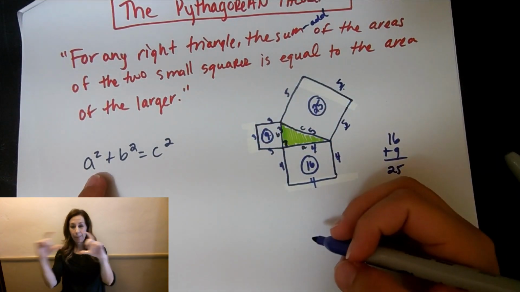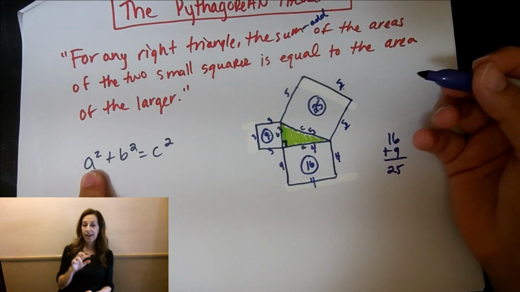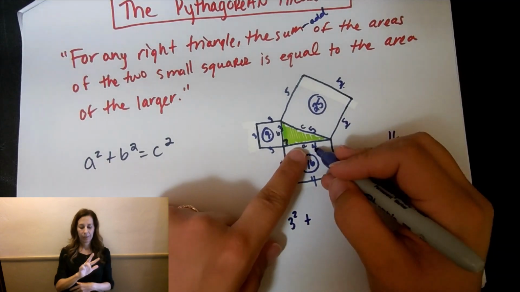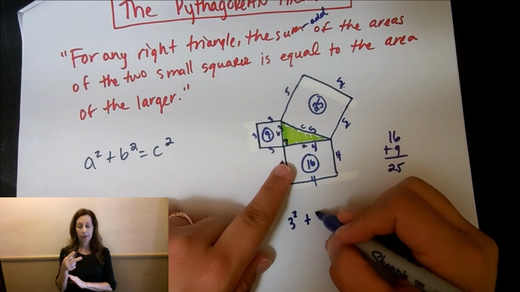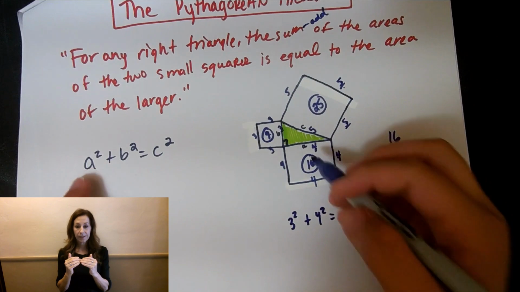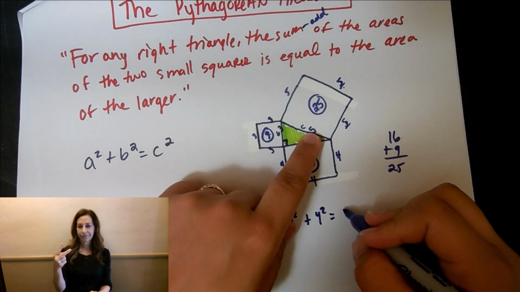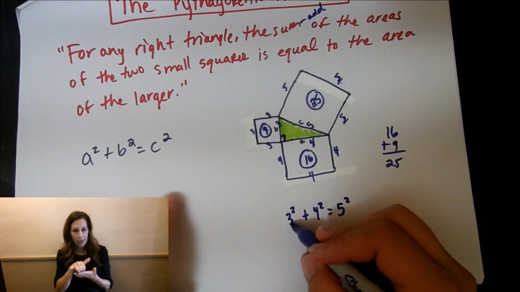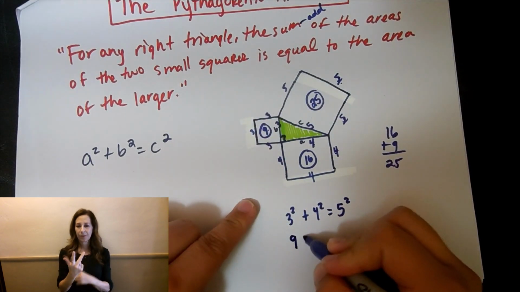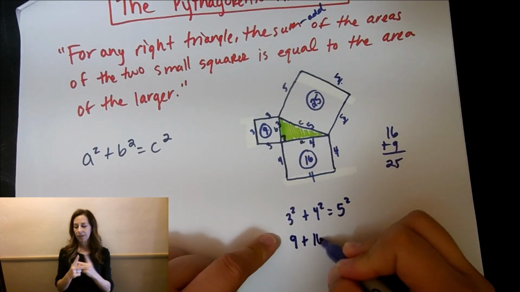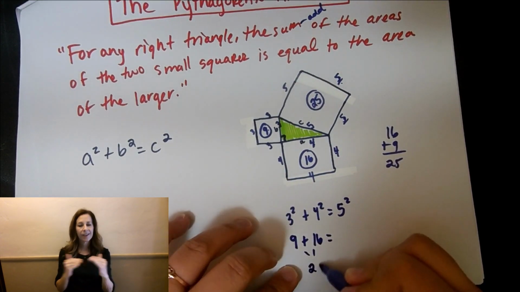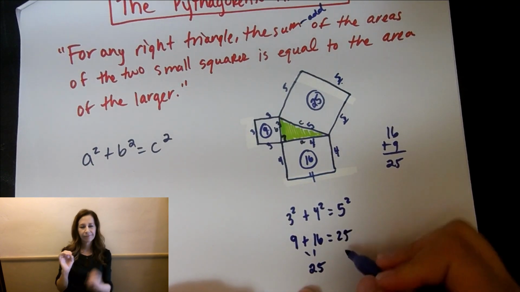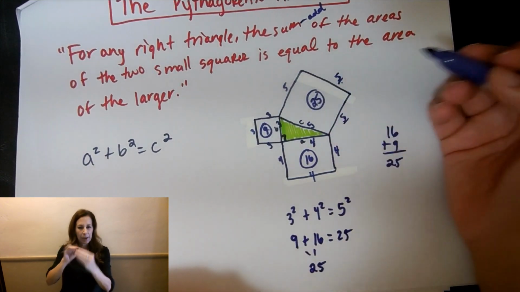So if I say a squared, where does that come from? 3. 3 squared plus b squared, 4 squared, equals c squared, which was 5 squared. And if we did not know that, this is what we could do. 3 times 3 is 9, plus 4 times 4 is 16. That makes 25. So that gets us this sum right here.